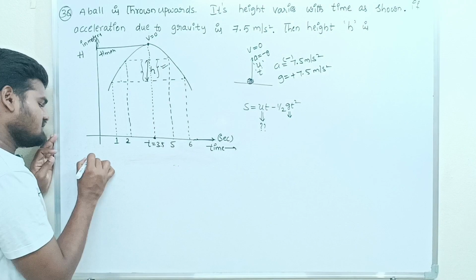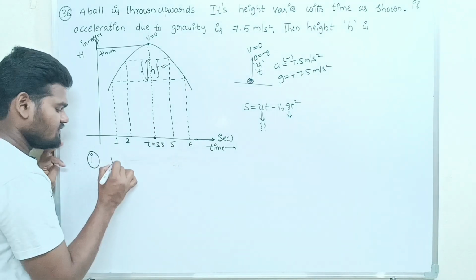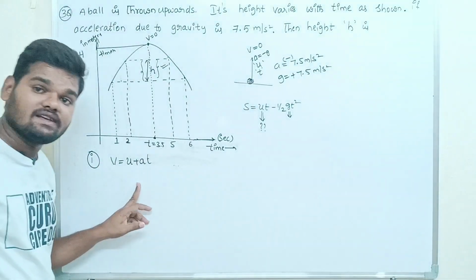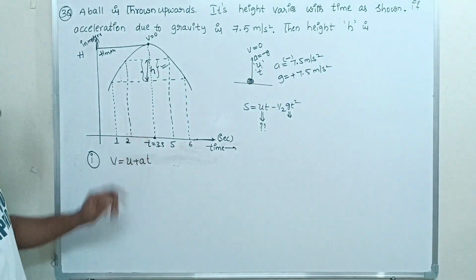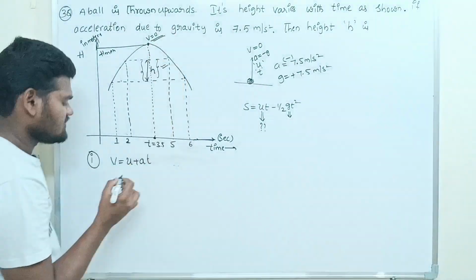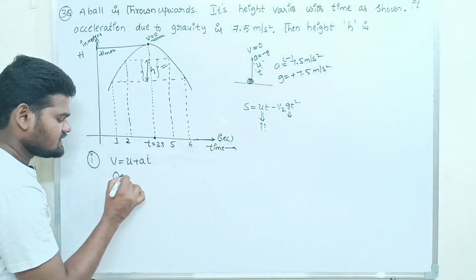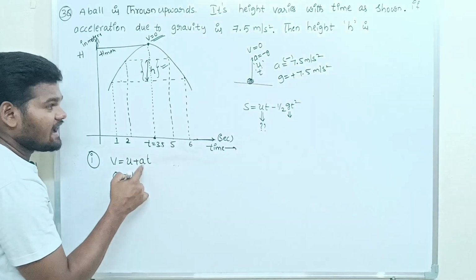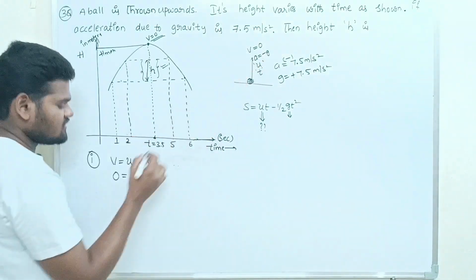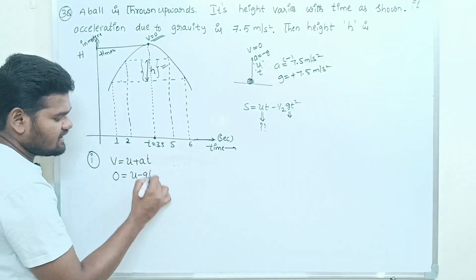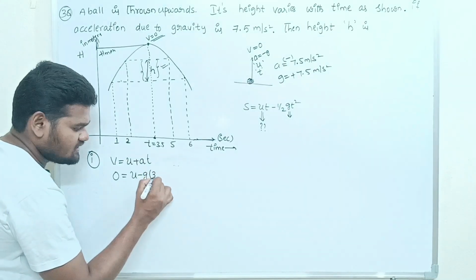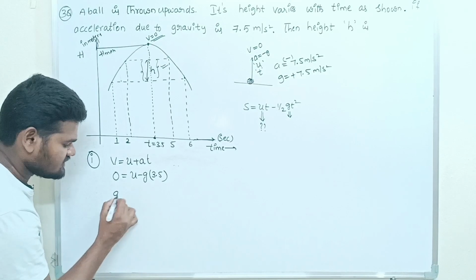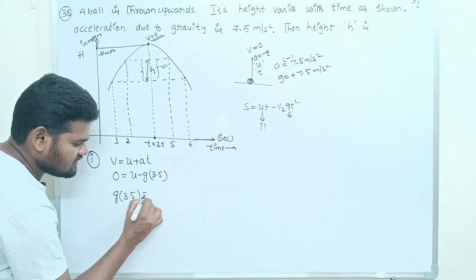Have a look. I am taking the first equation of motion, that is v equals u plus at. So at the maximum height, the final velocity of the object is equal to how much? 0. This is equal to the initial velocity of the object, which we don't know, plus acceleration due to gravity, a equals minus g, and the time is 3.5. Just bring this minus g into 3.5 to this side, it becomes positive, which is equal to u.